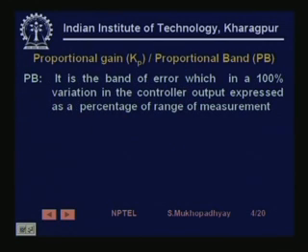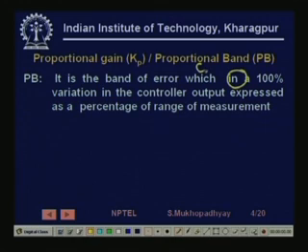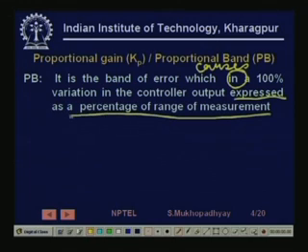Proportional gain is well known, it is Kp, which is delta U by delta E or U by E, while proportional band, this term is new, and it is defined in just the inverse way. Proportional band is defined as the band of error which causes a 100% variation in the controller output, generally expressed as a percentage of the range of measurement. So, that is the definition. Here we are defining it as the band of error which causes a 100% variation in the controller output, or the manipulated input to the plant. In that sense, it is the inverse of Kp.